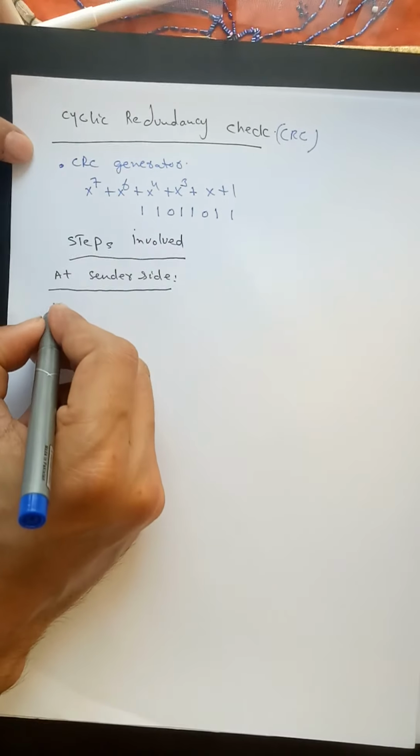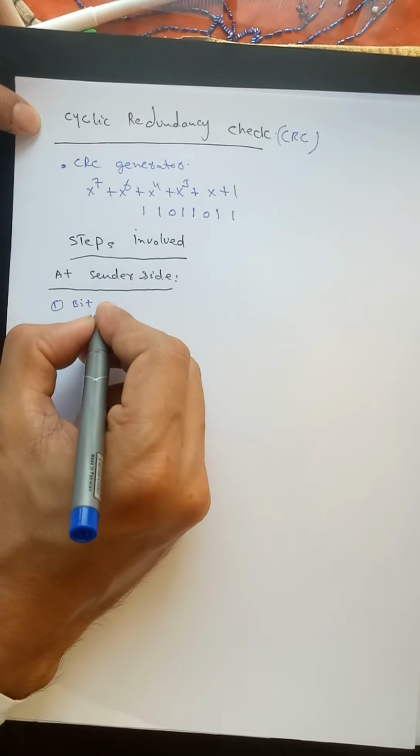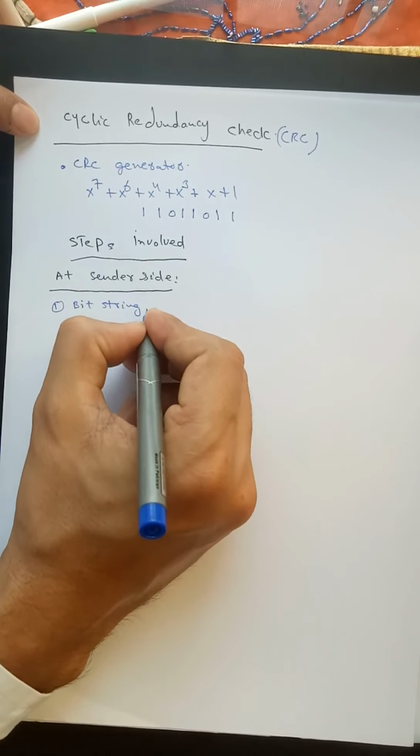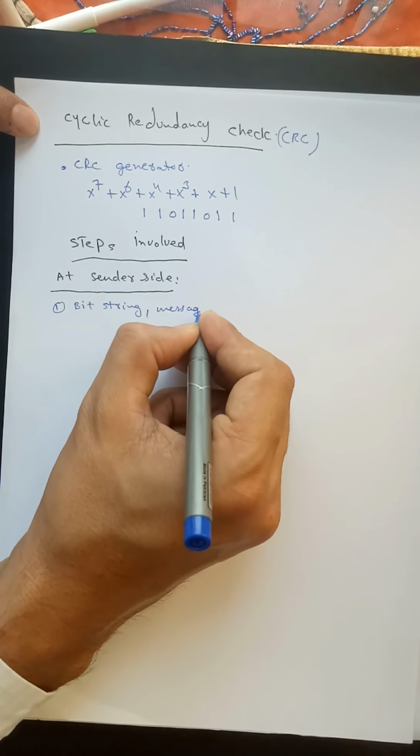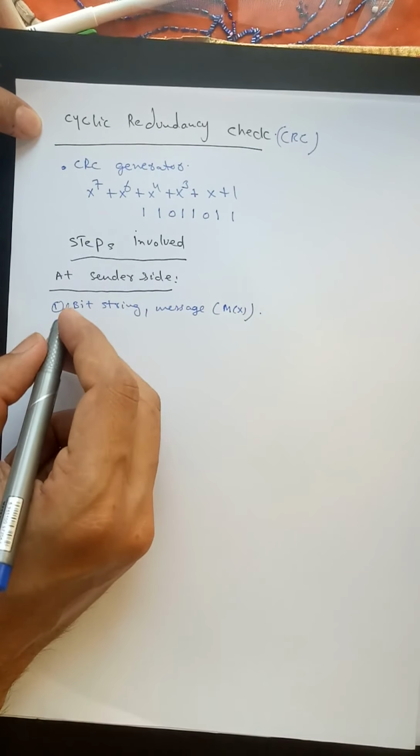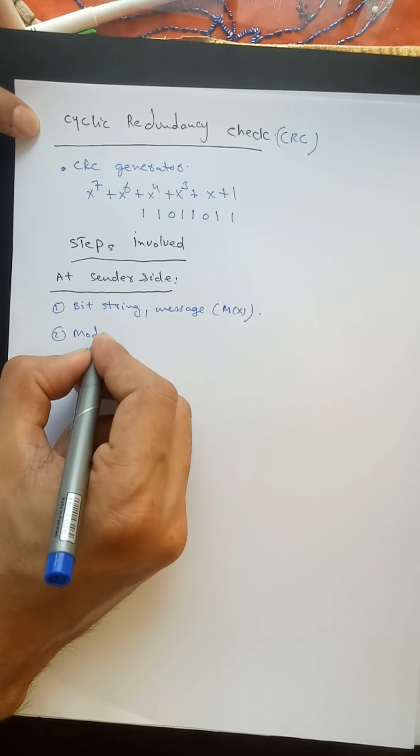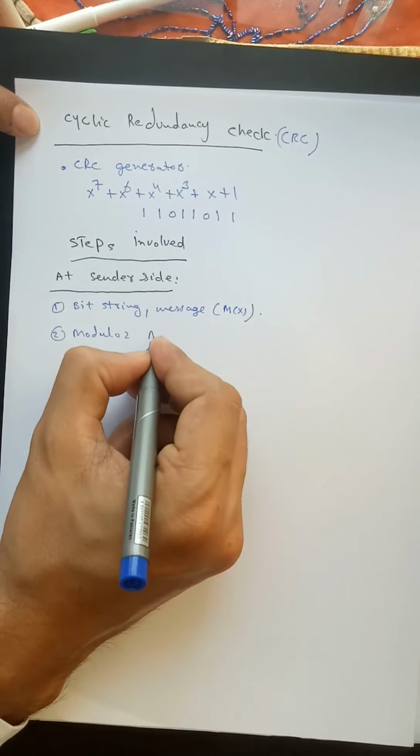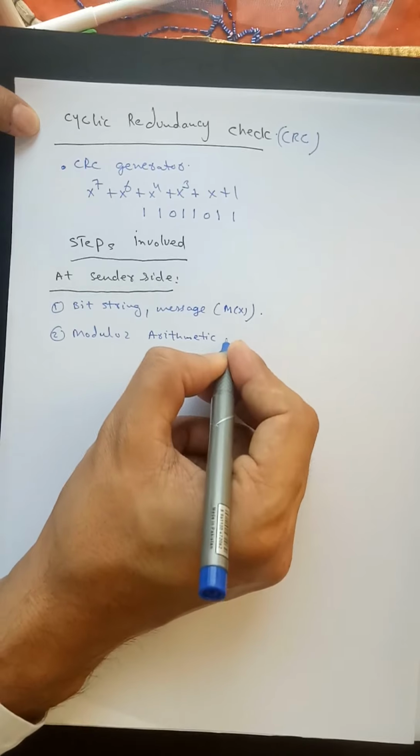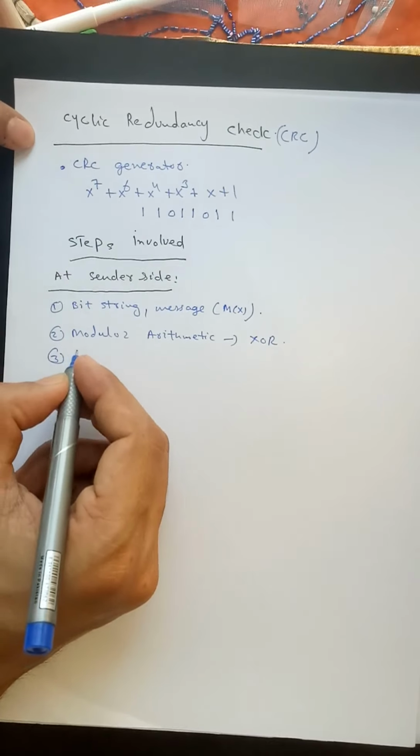First, bit streams are given, sometimes in the form of a polynomial. The bit string is the information that needs to be transmitted, or we can say the message, M of x. Second, it uses modulo 2 arithmetic. Modulo 2 arithmetic is basically the exclusive OR operation.